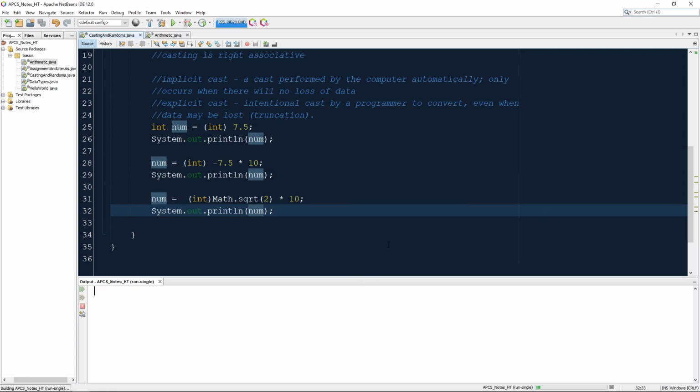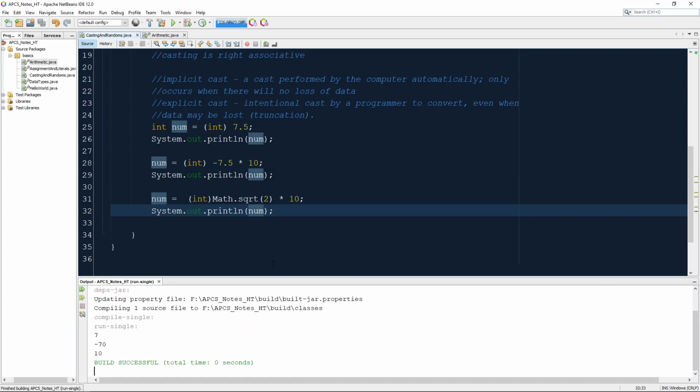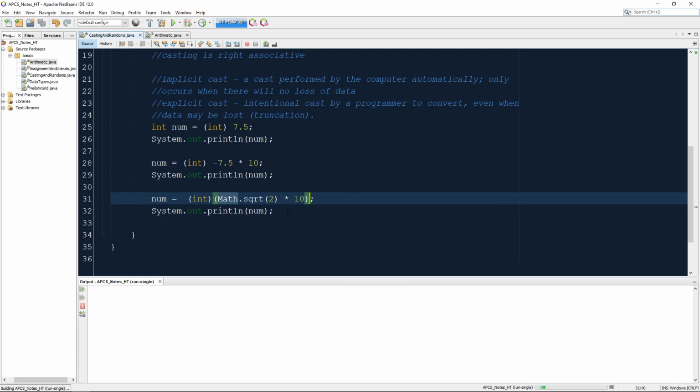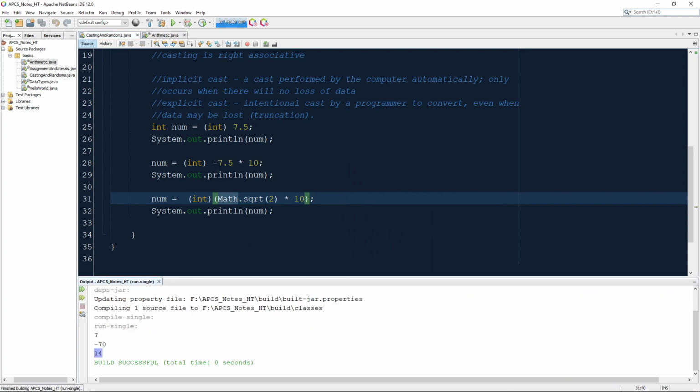So if I run this, we get 10, because Math.sqrt of 2 is 1.414, 1 point whatever, cast to an int is 1. 1 times 10 is 10. So that's how we get 10. Now if I did this, our parentheses might change this. Now we would get 14 point something, 14.14 I believe, and then we would cast to an int and we should get 14. We're forcing the reordering, and there it is, 14.